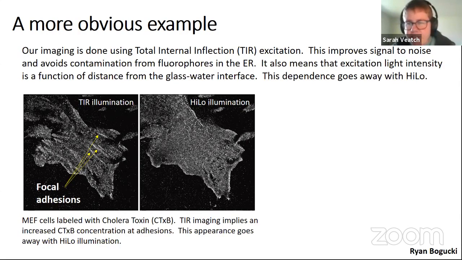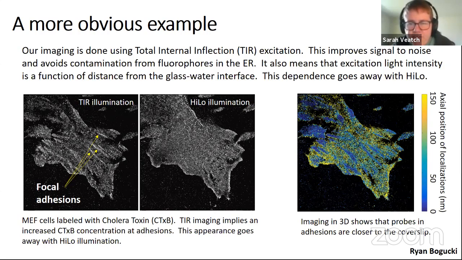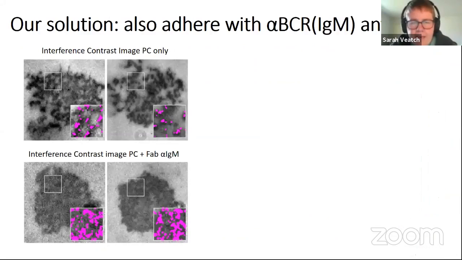That's this high-low illumination picture. And in fact, in this example, we did some three-dimensional imaging of this probe, and you can see clearly that the points where it's brightest in the 2D image is also where the membrane is closest to the slide in the 3D image. And so this brightness isn't an indicator of concentration, it's an indicator of location, which is not really what we care about in our other experiments. So we needed to come up with a solution to this problem.